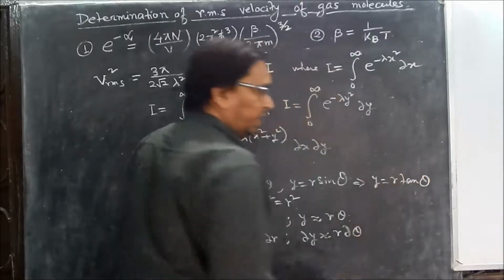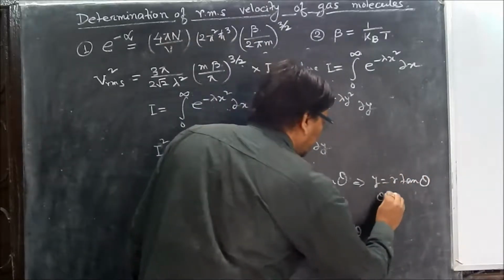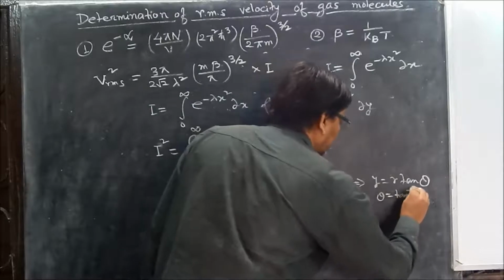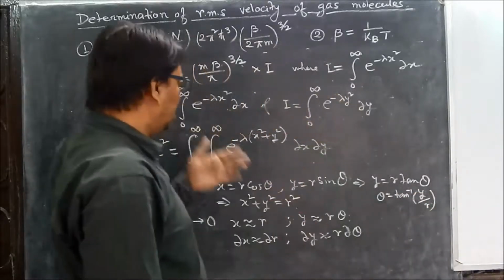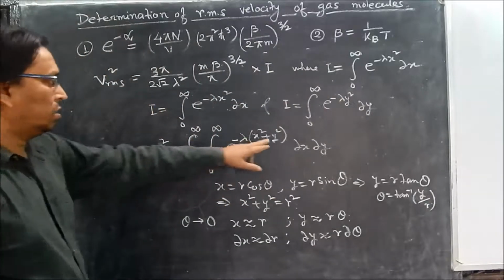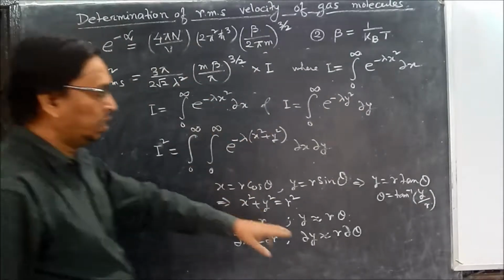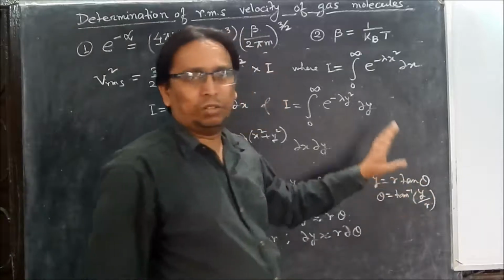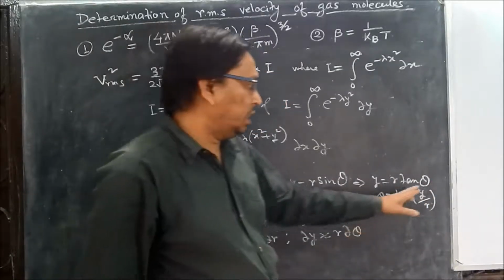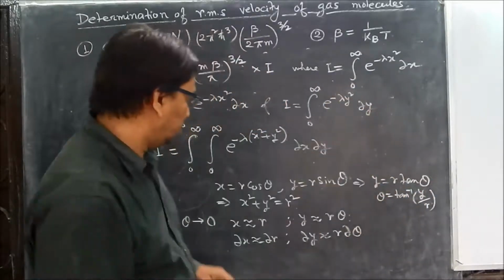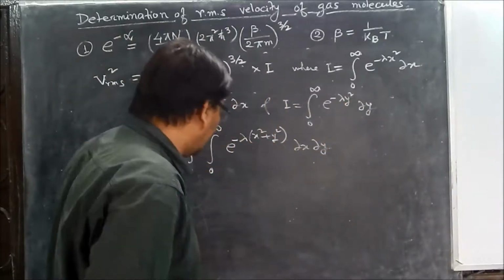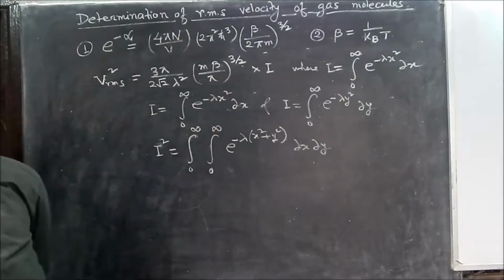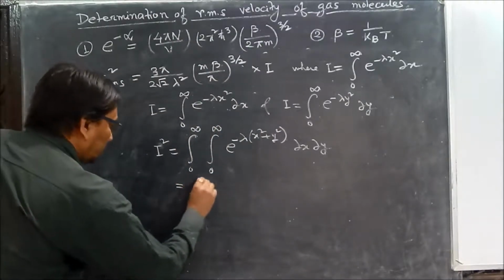This change we are doing to find the limit. So theta is equal to tan inverse y by x. Now x and y both are from 0 to infinity. So if we put 0, tan inverse 0 is 0, and if we take infinity, tan inverse infinity is pi by 2.